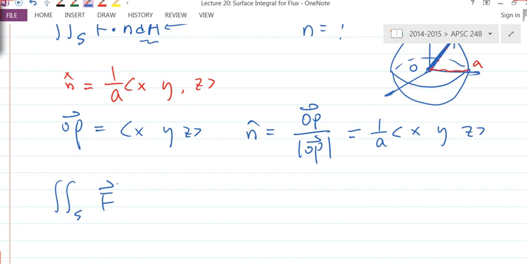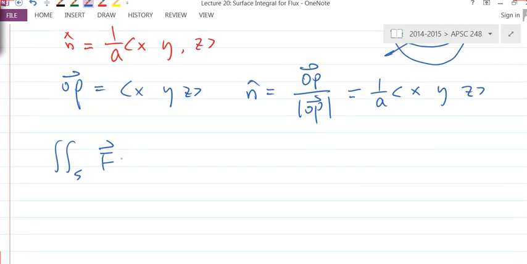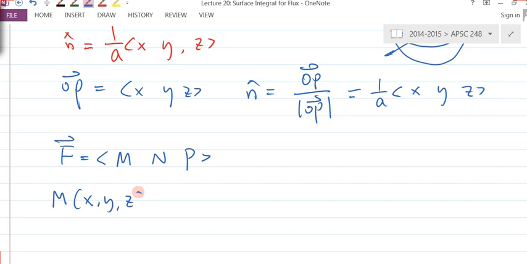right? But now you have to be careful. Before we do that, let's say we fill out another one here. The vector field F is probably M, N, P, okay? And M is a function of x, y, z. So what do we do with this x, y, z here? You can mix x, y, z with what?